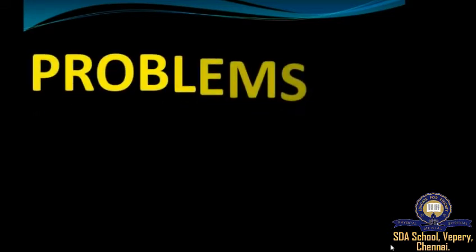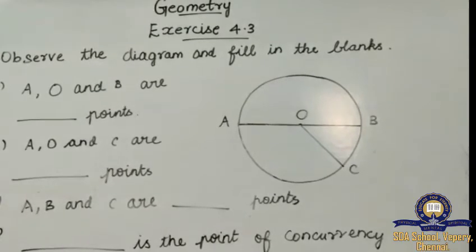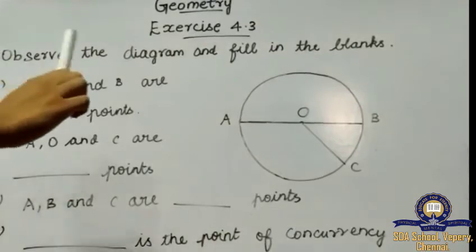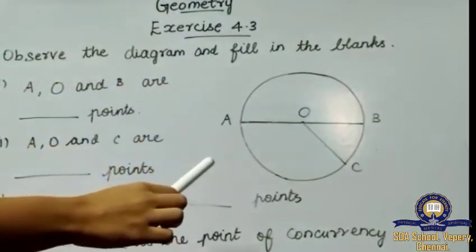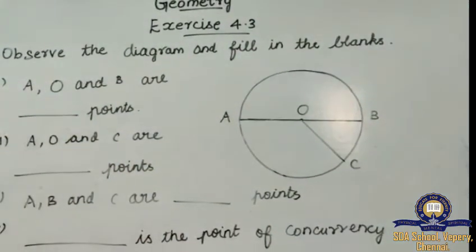Now we'll be moving on to problems, students. I'll be solving exercise 4.3 for you all. Let's move to the first question in exercise 4.3. The question is: observe the diagram and fill in the blanks. You are supposed to observe the figure here and answer these questions.